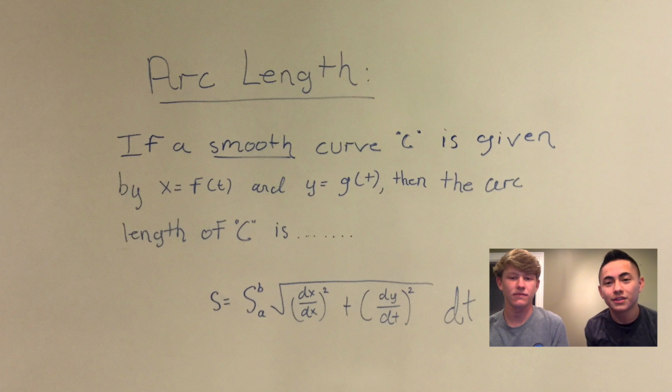The arc length is literally the length of an arc. If a smooth curve C is given by x equals f of t and y equals g of t, then the arc length of C is given by this formula. S, being the arc length, equals the integral from a to b of the square root of the derivative of x squared plus the derivative of y squared, in terms of t.